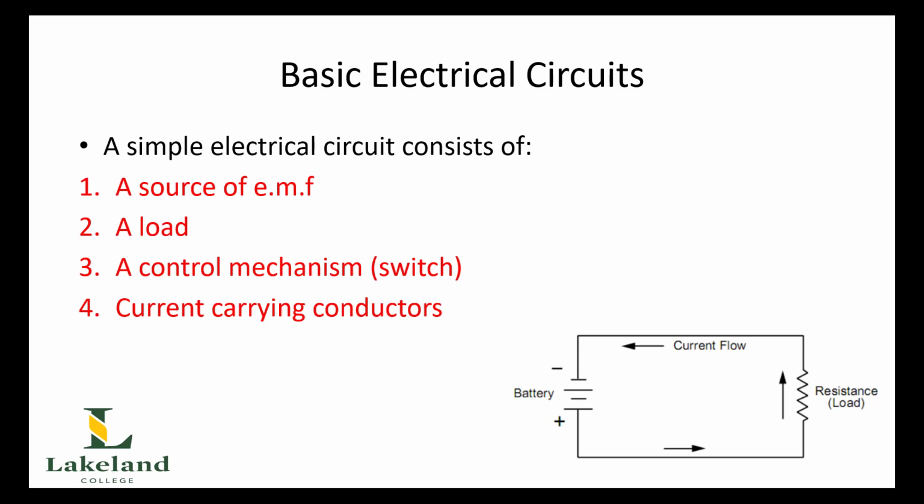The next thing we need is a load. That's going to draw the electrical current and then do something with it, i.e. produce light and heat, produce rotation, for example, do whatever we need it to do. And that will be the source of power in terms of what will use the electrical power. Third, the control mechanism that we just discussed, i.e. a switch. And finally, number 4, we're going to need a complete conducting path of current carrying conductors.